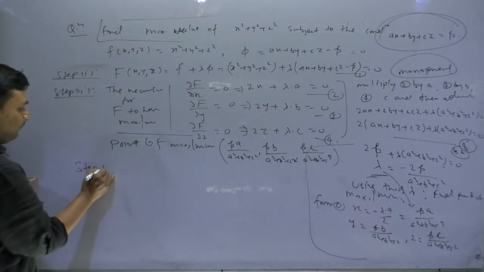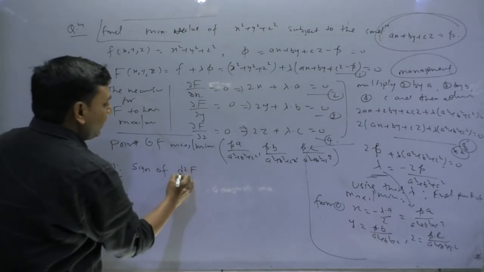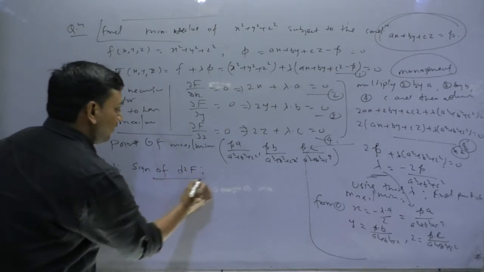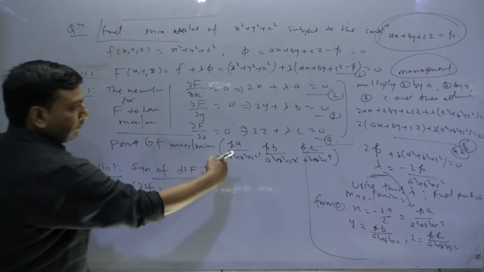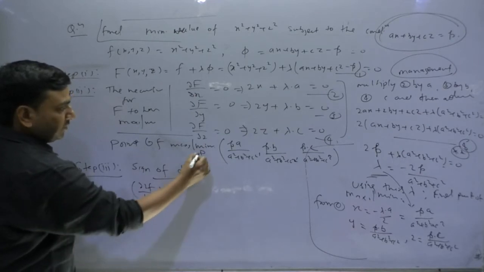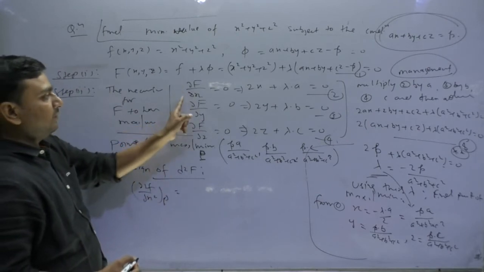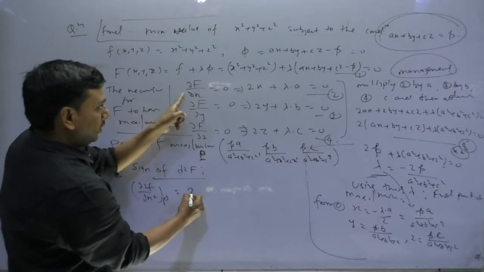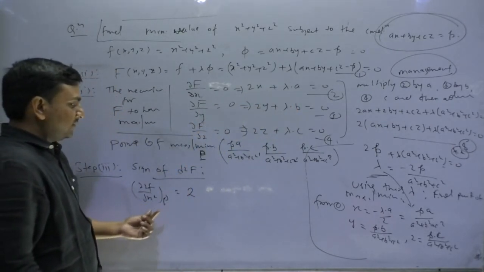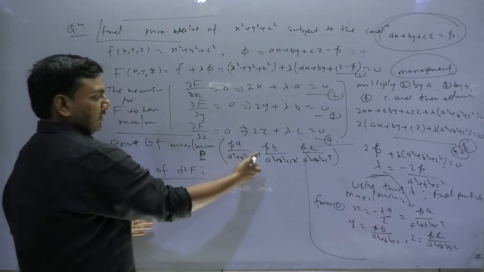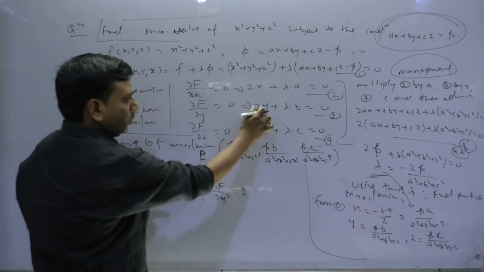Now we move to step third. Step third is the sign of d2f. For d2f we need to have the second derivative of f with respect to x square at the point P. Suppose that this is the point of maximum or minimum P. At the point P, children, the second derivative of f with respect to x square will be what? 2. This is just a constant. If there were x, y, z here, we would put the point in their place. Similarly the second derivative of f with respect to y square we will have 2.